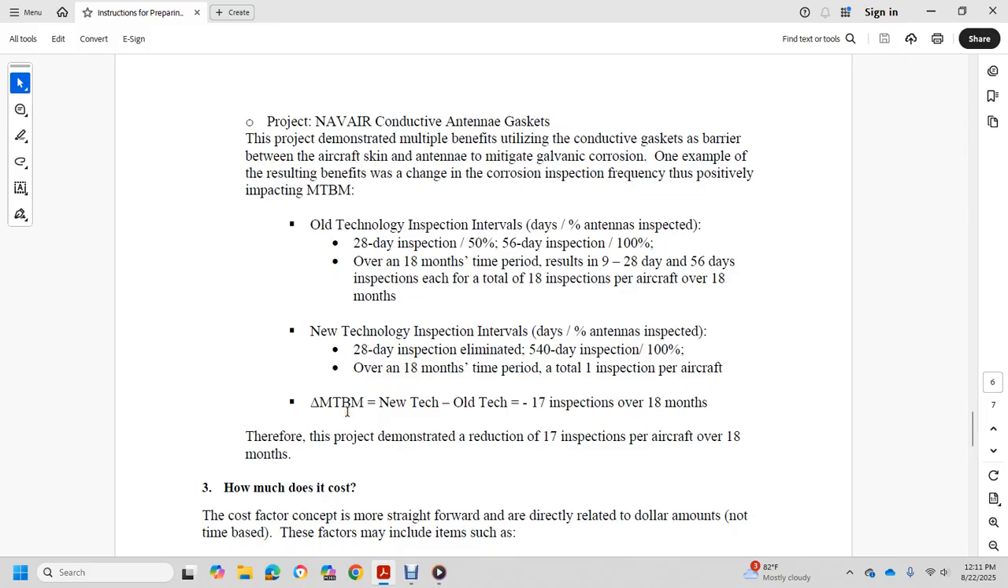The equation for mean time between maintenance is new technology minus old technology, equal to the inspections over the 18 months. Therefore, the project demonstrated a reduction in inspections per aircraft over the months.